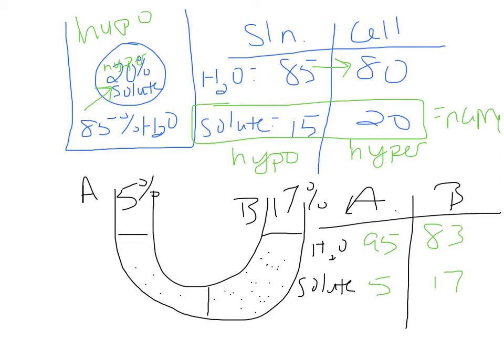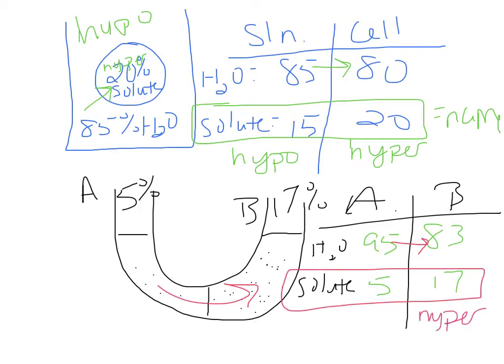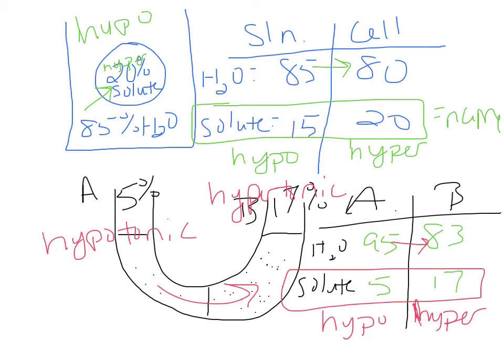Water flows from high to low, right? So water's going from side A to side B. Down here, my solute concentration tells me the name. 17 is higher, right? So side B is hypertonic, which means side A has to be hypotonic. So I've got a hypertonic solution over here and a hypotonic solution over here. That chart will enable you to get that right every single time.